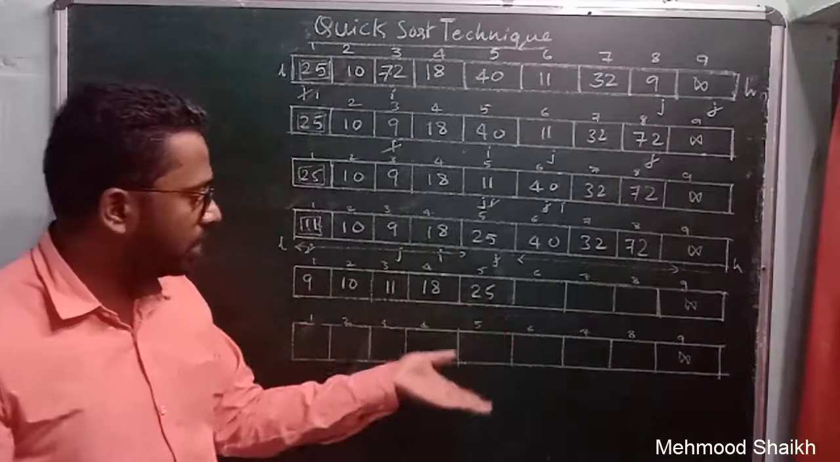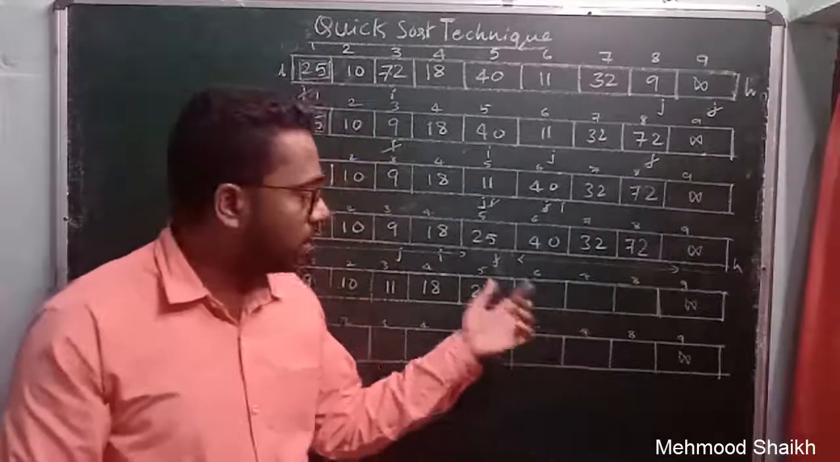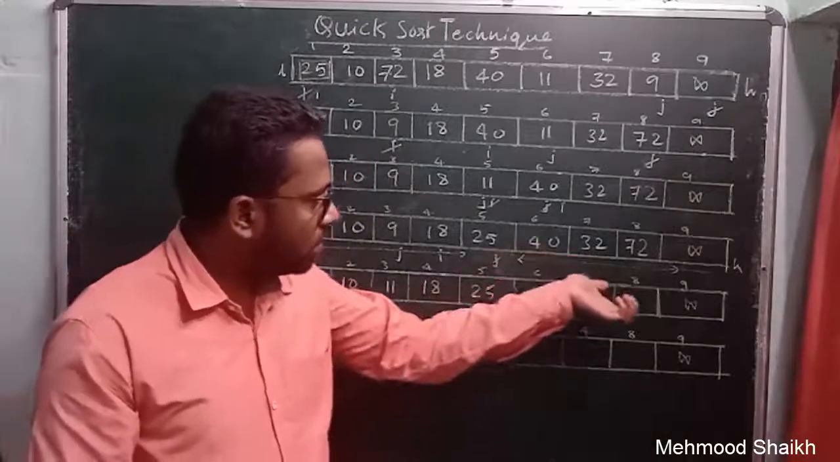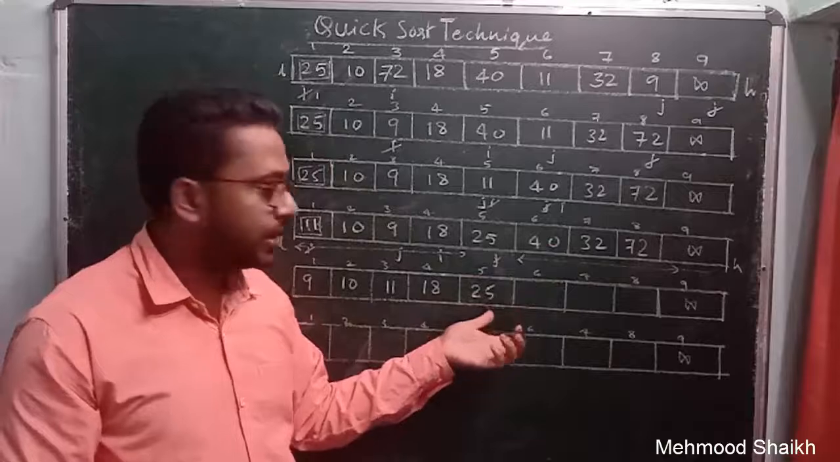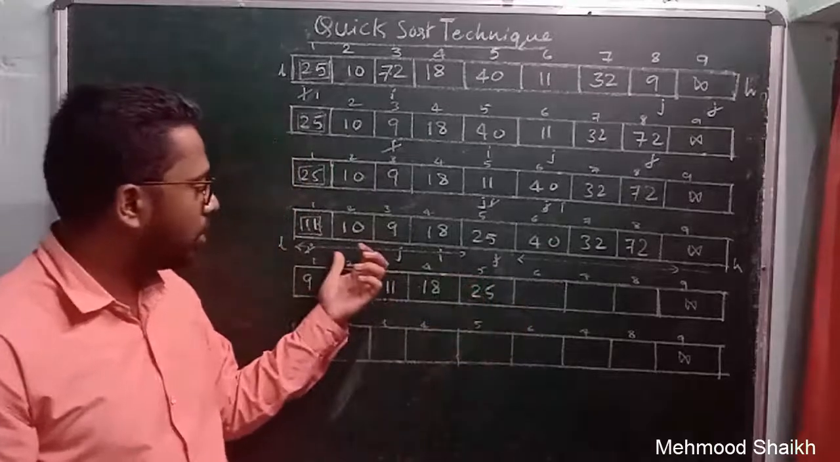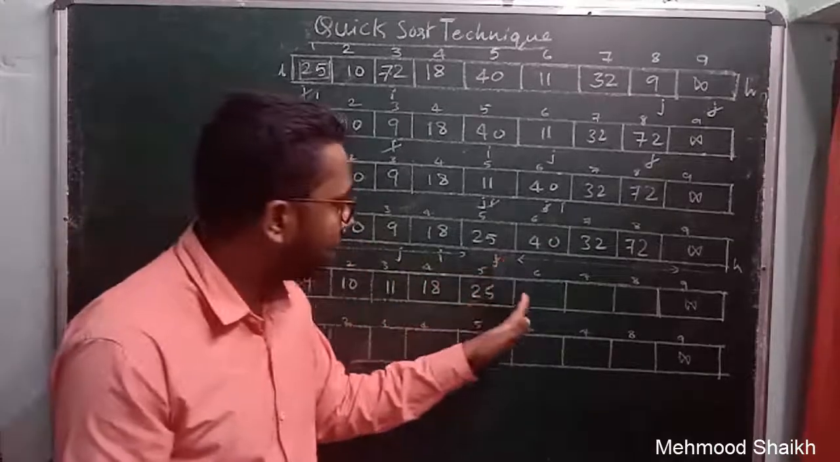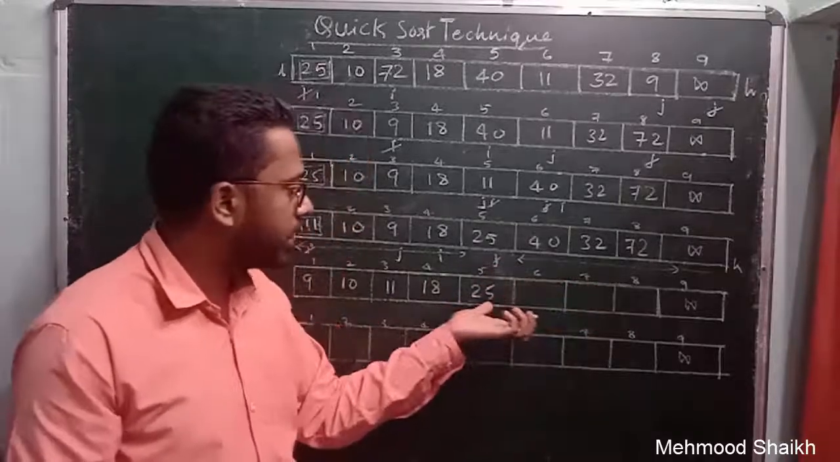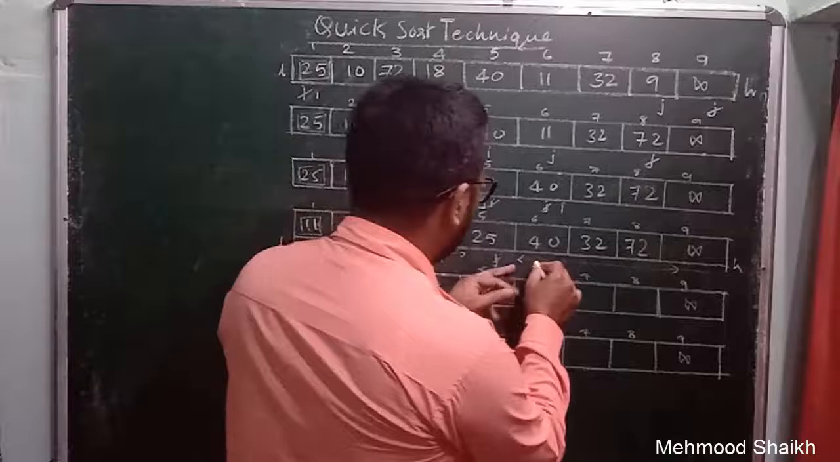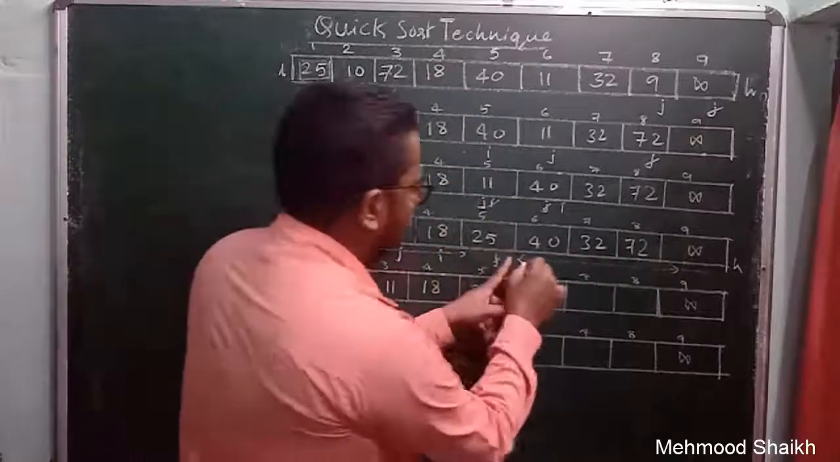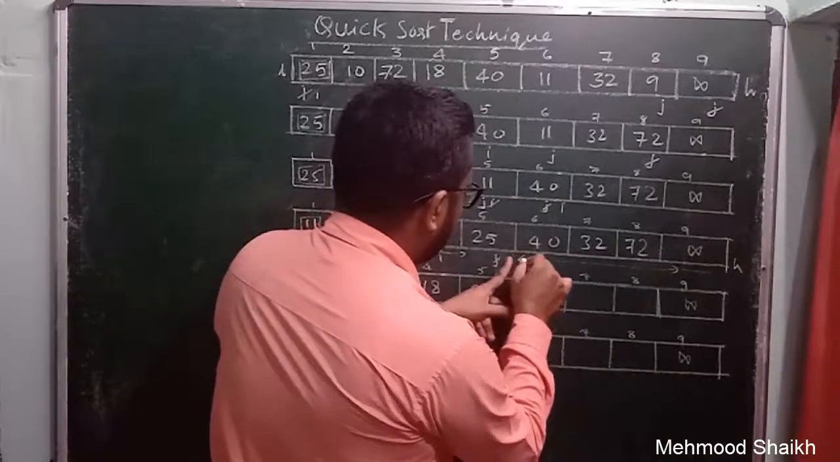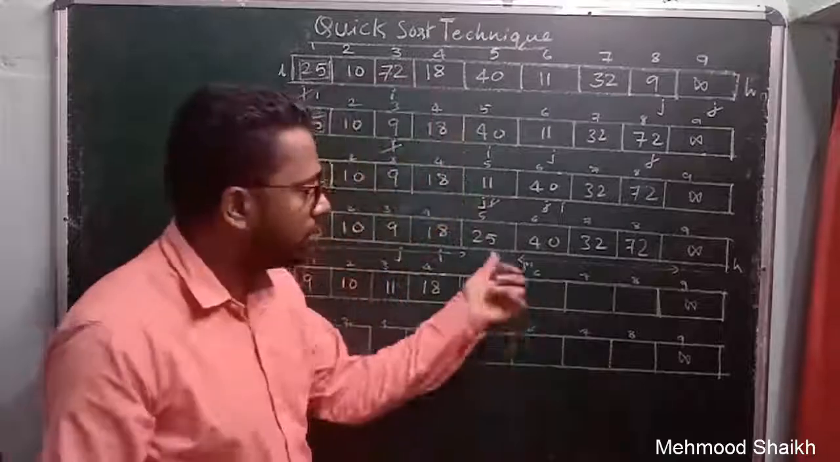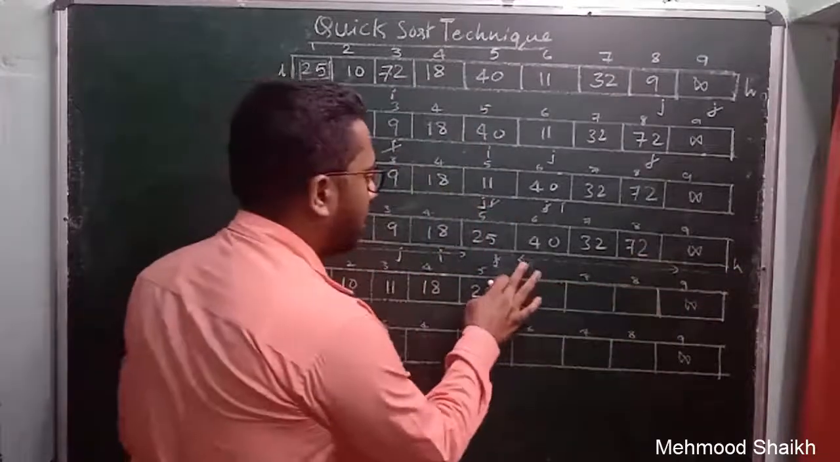We have to apply the same quicksort recursive call on the right side of the partitioning index, exactly the way we had applied it on the left side. Now, whenever we apply quicksort on the right side of the partitioning index, we have to start from j plus 1. So this was our j, and now this is our j plus 1. From j plus 1 to high. So again we have to apply the same concept.